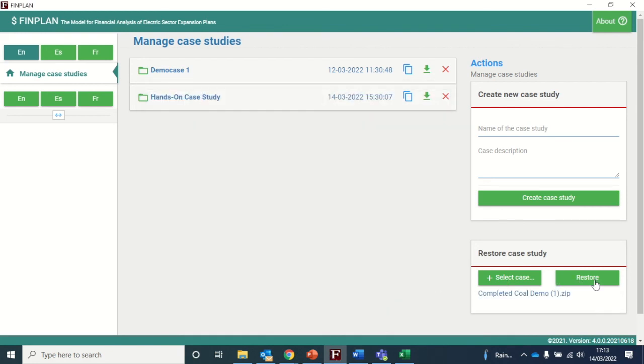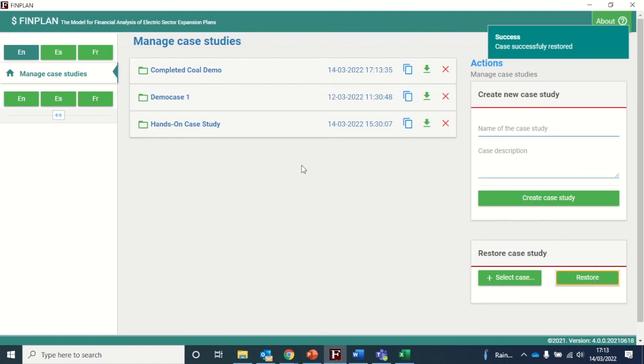Click on open and click on restore. And you'll have this completed coal demo file in your FINPLAN software now, which is the same as the hands-on case study, but with the completed values and the correct values. So if you ever want to go through the input values and compare them one by one in case you think you did a mistake, this is how you should do it. And well done, you now know how to restore case study files. And we have now finished our Malaysian coal power plant case study.